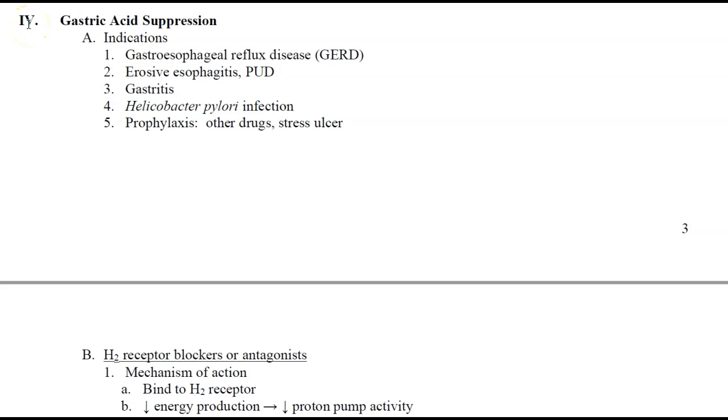Let's talk about gastric acid suppression or gastric acid suppressants. What are the indications for gastric acid suppressants? Well, one, GERD or gastroesophageal reflux disease. Second, erosive esophagitis and PUD or peptic ulcer disease, gastritis, Helicobacter pylori or H. pylori infection, and 5, prophylaxis.